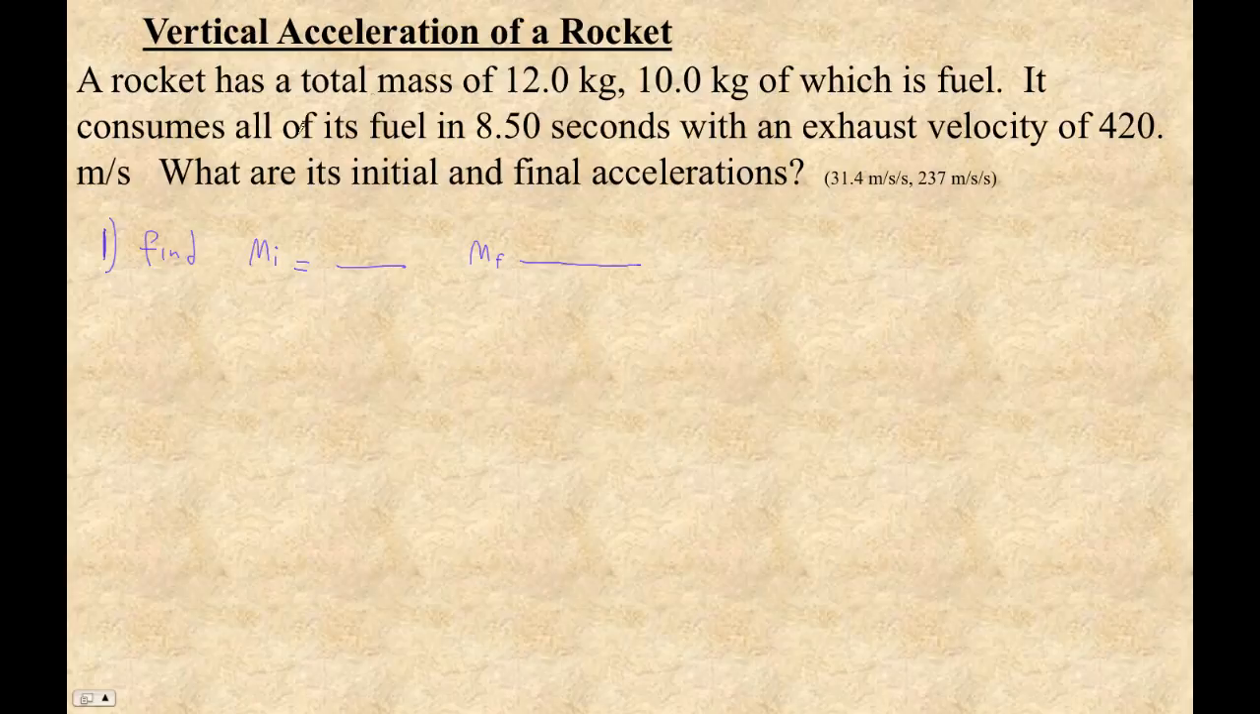So for example, in this problem here, we've got a rocket that has a total mass of 12 kilograms. Most of that mass is fuel, and this is not uncommon for a rocket, that most of its mass as it sits on the launch pad is fuel. So the initial mass is the 12 kilograms, right? It's got all the fuel in it, 12.0 kilograms. And the final mass is going to be 2 kilograms.